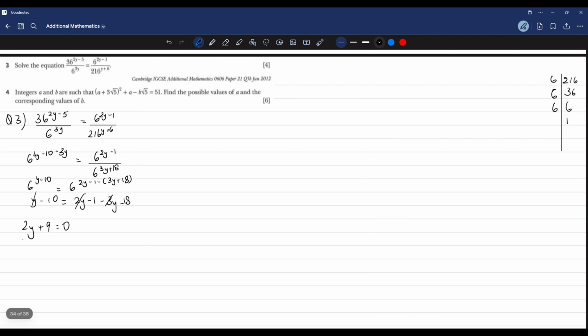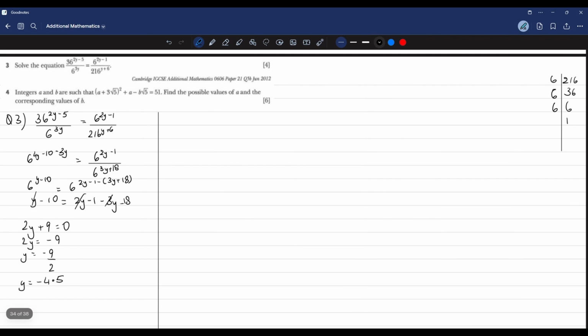In fact, what we are going to do is 2y is equal to negative 9, and y is equal to negative 9 over 2. Okay. If I were to simplify this, what is 9 over 2? We all know that's 4.5. So we can write the answer as y is equal to negative 4.5. And that is it for question number 3.